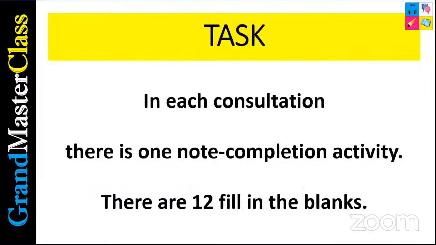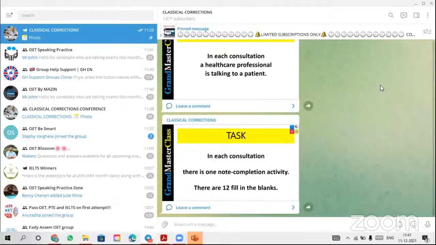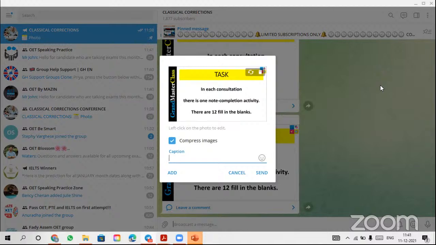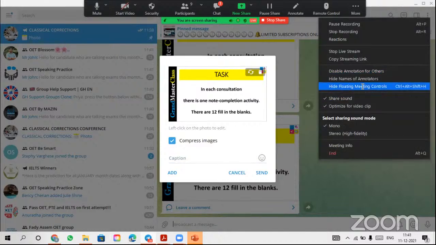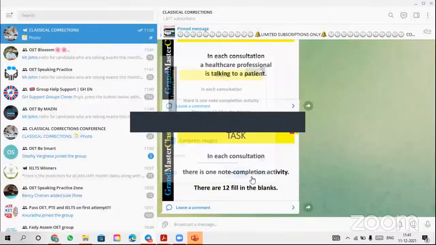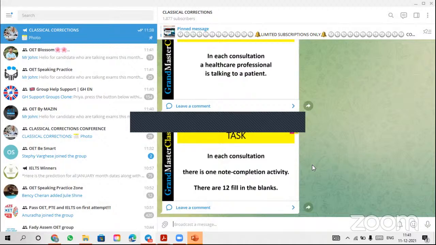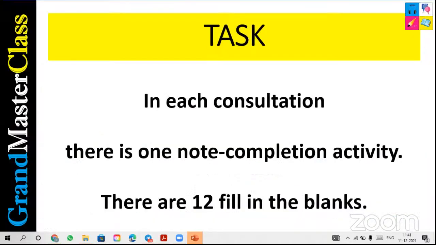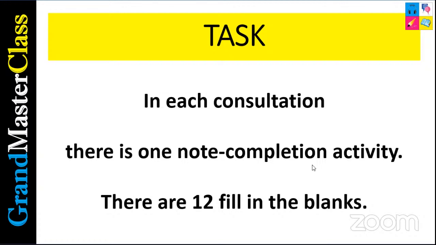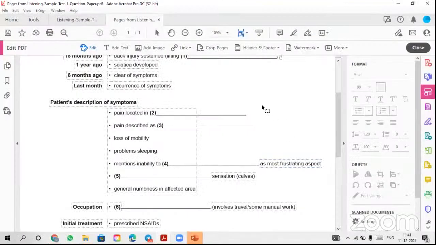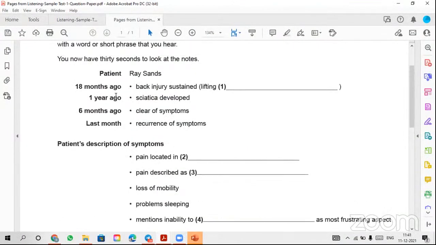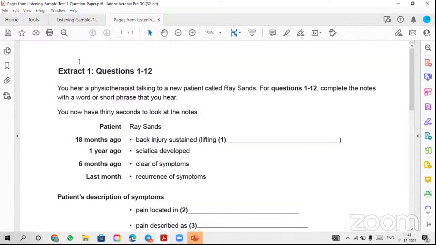Print a screen. This is already given. There are 12 fill in the blanks. Now I'm taking you to the notes. I'm going into a deeper level so you can see now. You can see that these things are going to help you a lot. These things are going to attract you.